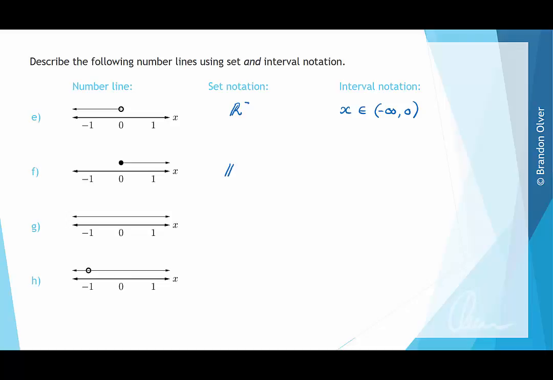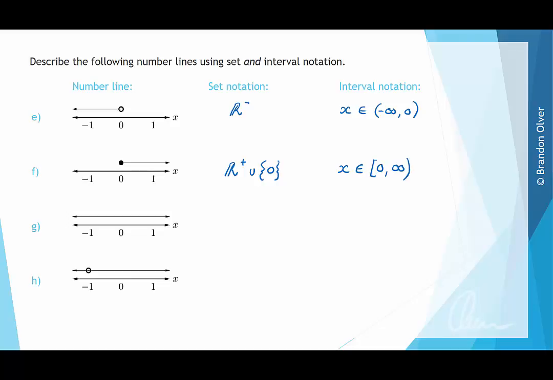For F, we have 0 included off to infinity. So we can say it's all positive real numbers union with the set of 0. So that's how we can describe it using set notation. And for interval notation, we can say that it is x is an element of 0 included, so we use a square bracket, to infinity, not included, which means it's a rounded bracket.